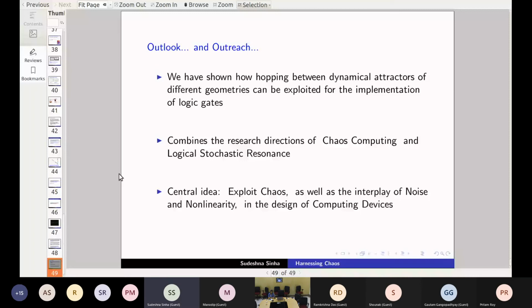So basically, what did we try? We tried to exploit chaos, all the temporal patterns embedded in it, as well as try to exploit the interplay of noise and nonlinearity. And the something we tried to do was the design of computing devices, which could be more flexible, more reconfigurable than the usual stuff. Okay, so that I leave you there, and I am open for questions.